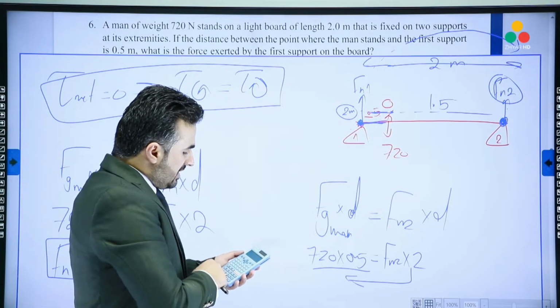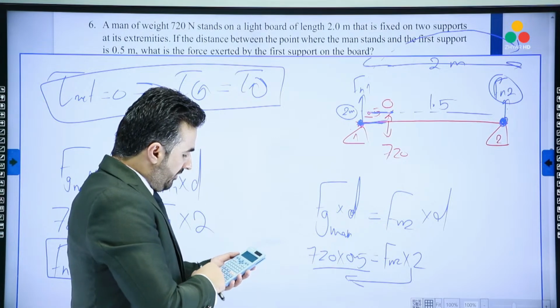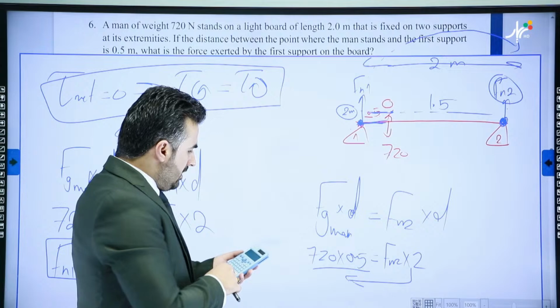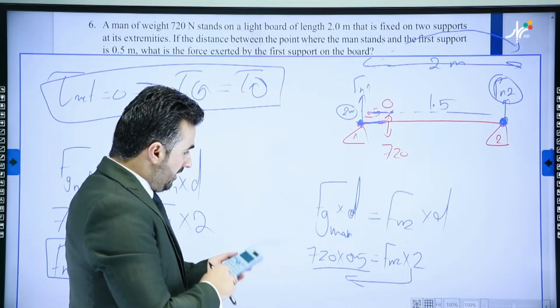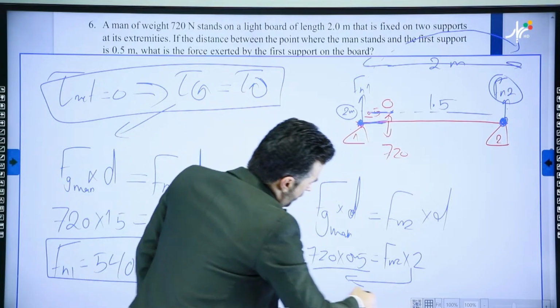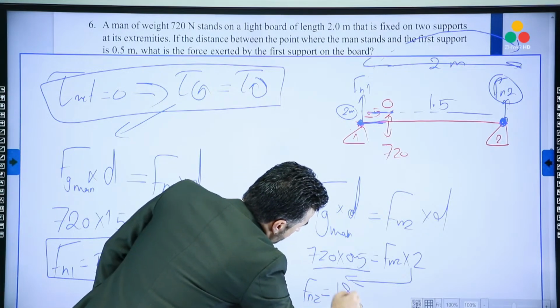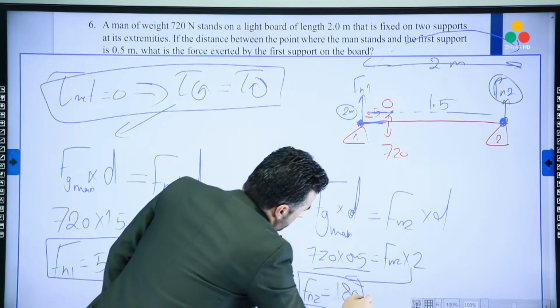So let's find this. 720 multiplied by 0.5 is 360, divided by 2, and then of course we will get 180. So we'll say the force that is exerted by the second support is 180 newtons, yeah?